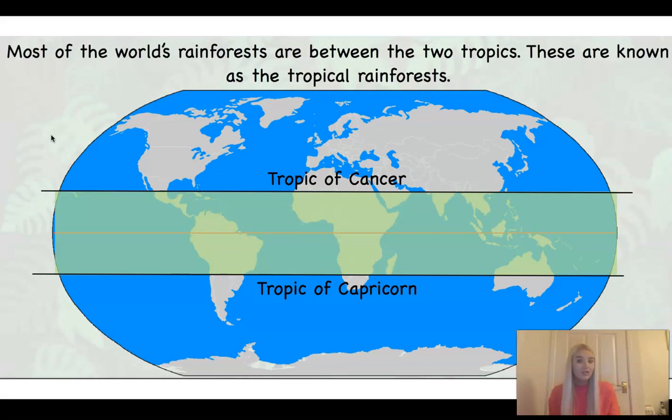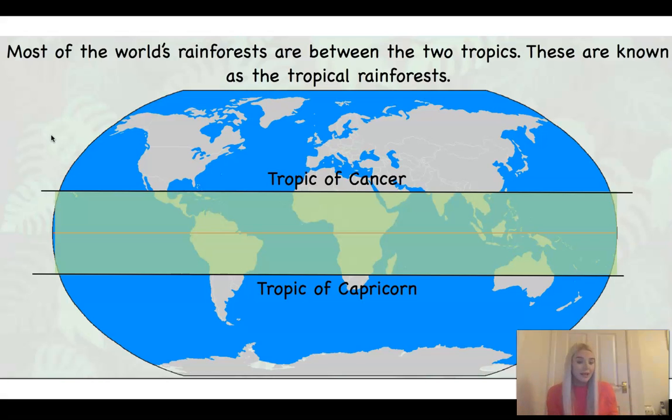Well, most of the world's tropical rainforests are between the two tropics, and that gives you a really big clue. The name, tropics, and these are tropical rainforests. Now, not all of them are here, but most of them exist between the Tropic of Cancer and the Tropic of Capricorn. And because the equator is a very, very hot place on Earth, this means that it's hot, which gives the tropical rainforest the climate that it has.